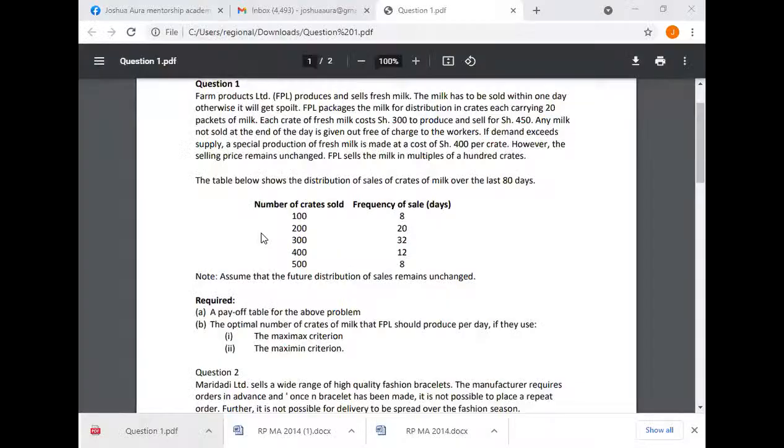What do you think we should do to be able to get probabilities, just in case we had an examiner who wanted us to get expected monetary value? Somebody talk to me. What do you think we could have done?